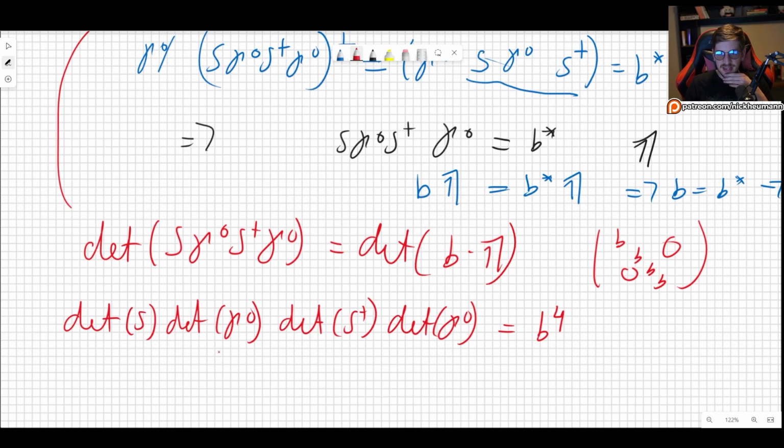Now, what about these? The determinants of S and S dagger have to be 1. Why?